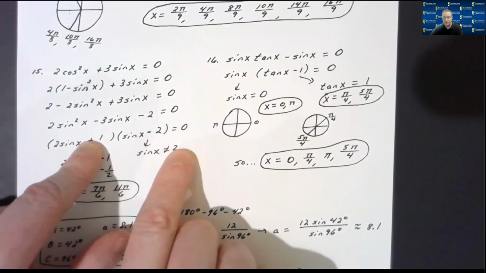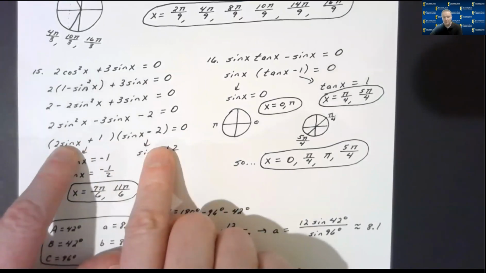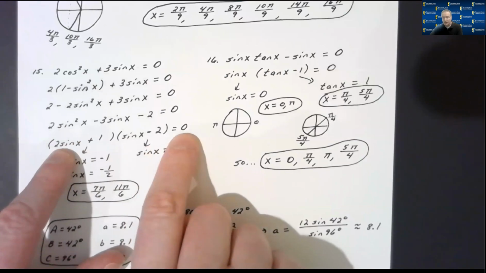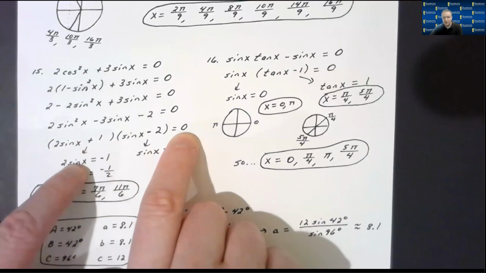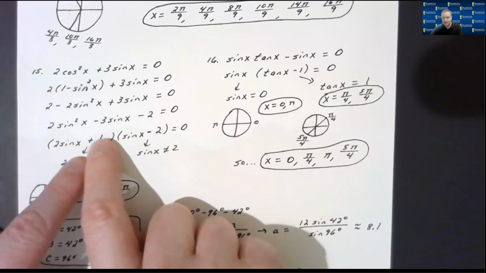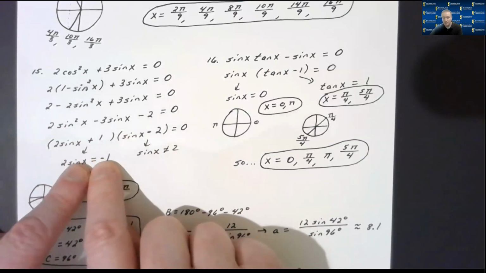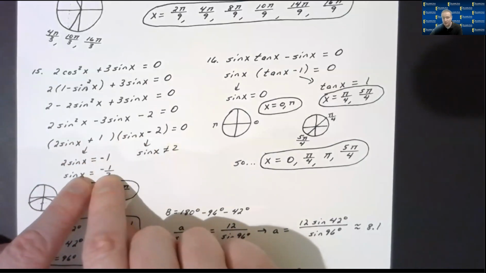It can't equal 2. And so I go to the other factor and say, well, then the other factor must be able to equal 0 in order for this to have a solution. If the other factor is equal to 0, then 2 sine x is going to equal -1. Sine x would equal -1/2.